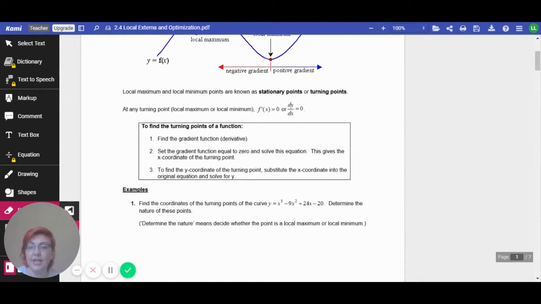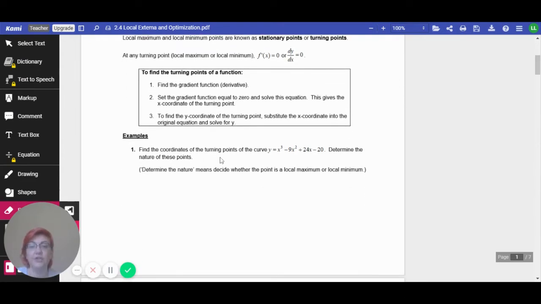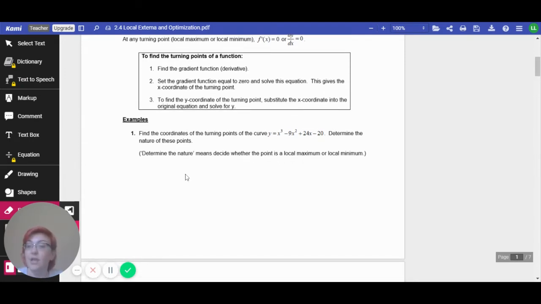All right, let's take a look at the coordinates of the turning points of the curve x cubed minus 9x squared plus 24x minus 20. So the first thing that we need to do is find the gradient function. So that is y prime equals, and that has an n of 3. A is 1. 3 times 1 is 3. x to the n minus 1. 3 minus 1 is 2.